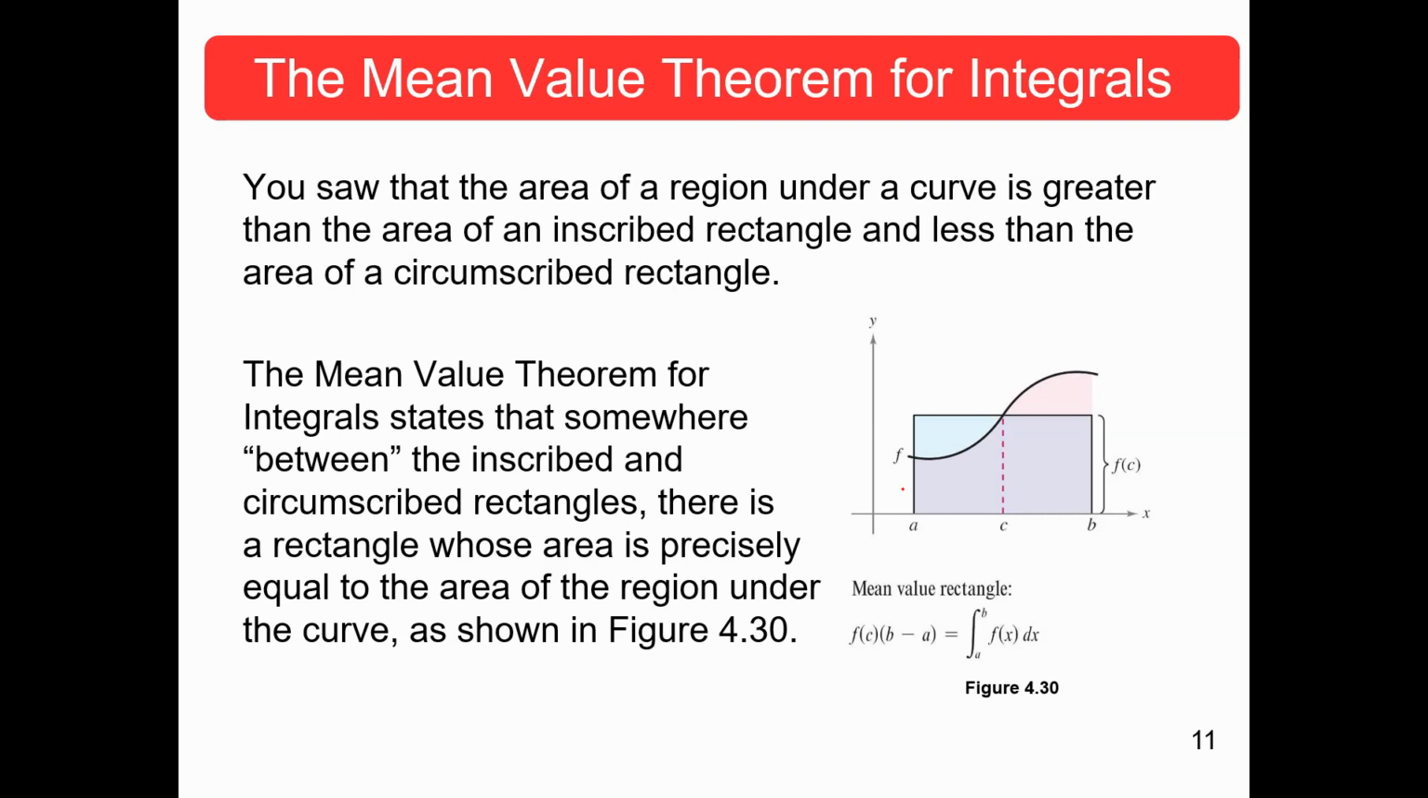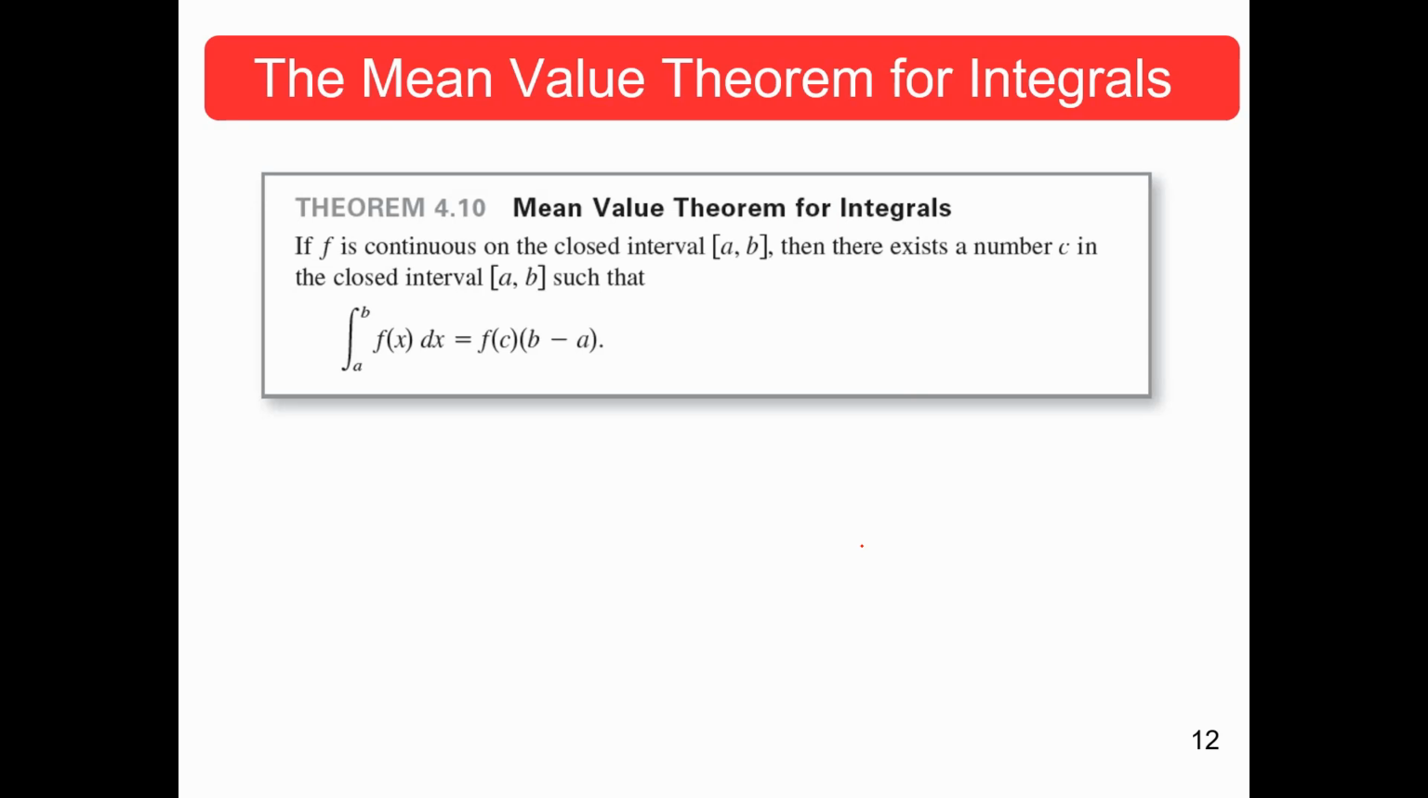So we're looking for one rectangle that goes from a to b and whose height gives us the exact area under the curve. That just means that base times height, where b minus a is the base and the height is f of c, is equal to that integral. Now, this is the mean value theorem. This just tells us there is some number c that exists that will make this relationship true.